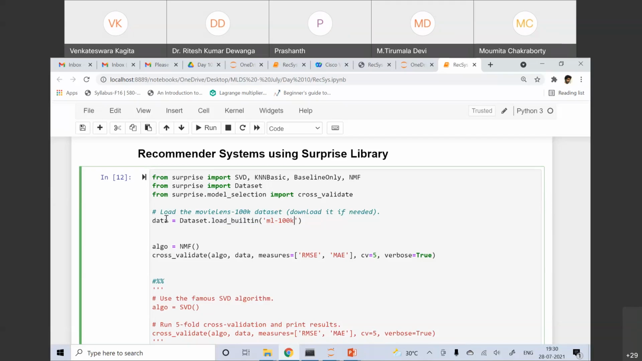Right, so I load the built-in data set, which is movie lens 100K, and the algorithm I'm calling is NMF. In a similar way, you can call any of the recommender systems that are implemented in the surprise library. And then I'm calling cross validate. If you have no idea about cross validation, it is a way of dividing the data into multiple folds.